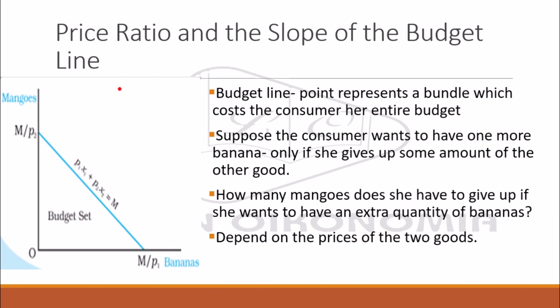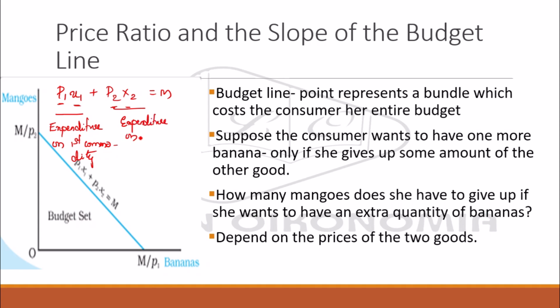So we were considering the case of the budget line, and we said that the equation for this is P1x1 plus P2x2 is equal to M. What is P1? This is the price of commodity 1, and x1 is the quantity purchased of commodity 1. P2 is the price of commodity 2, and x2 is the quantity purchased of commodity 2. P1x1 shows your expenditure on the first commodity, and P2x2 shows expenditure on the second commodity. And M is your total expenditure.